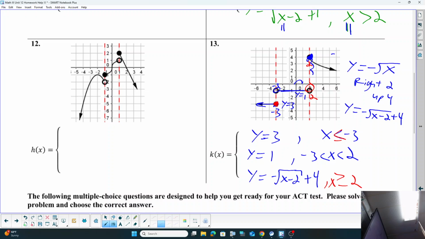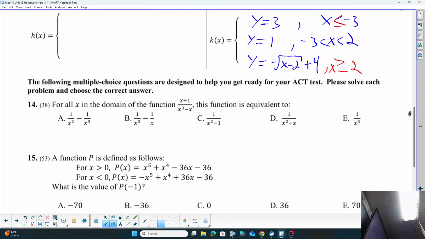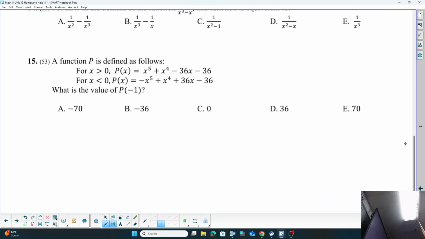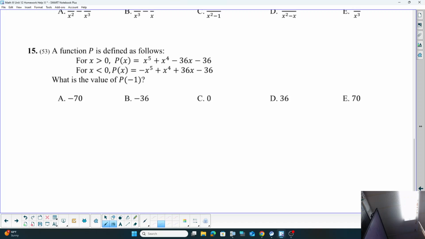So x has to be greater than or equal to 2. Nice. Okay, last but not least, we got some ACT. What's going on here? So multiple choice, give that one a try. So let's see, what is the value of p of -1? Well, where is -1? Is -1 greater than 0? No. Oh, -1 is less than 0. So it's going to be this one.